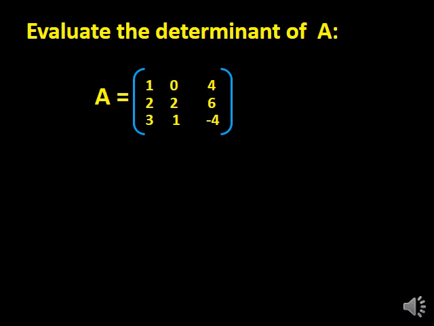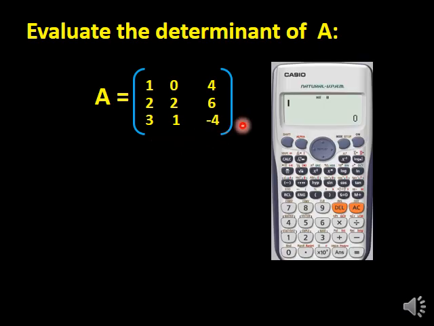Evaluate the determinant of A. Now here, we have a 3x3 matrix. Computing the determinant of this matrix by hand will take us time, so I will use the calculator instead. In order to determine the determinant of this matrix, first, we need to set the calculator into matrix mode. So here's our calculator. First, we need to set the mode of the calculator into matrix if it is not yet in matrix. Press the mode button and then select number 6 for matrix.